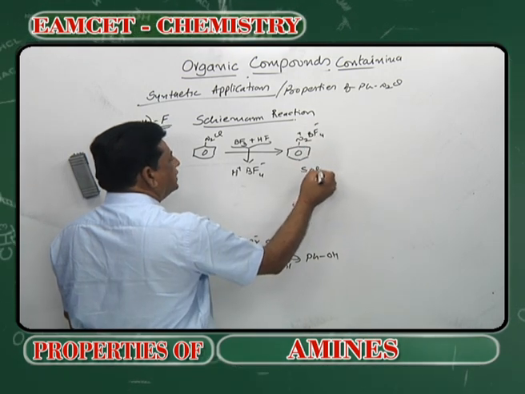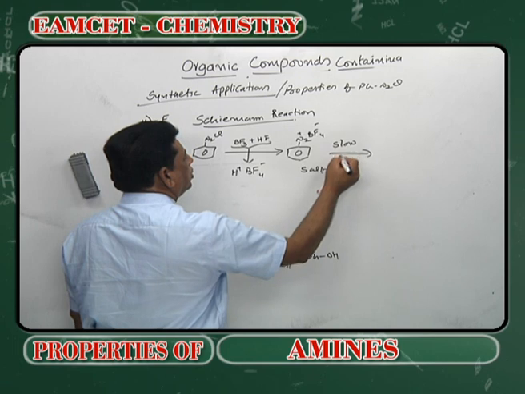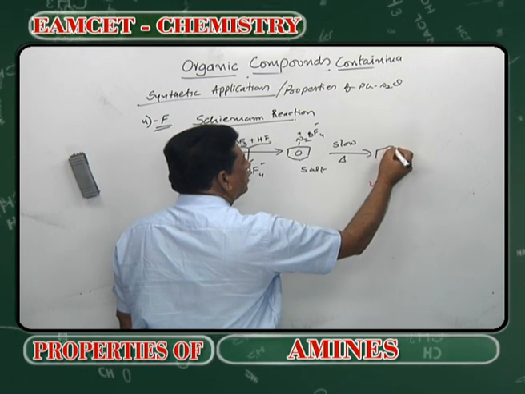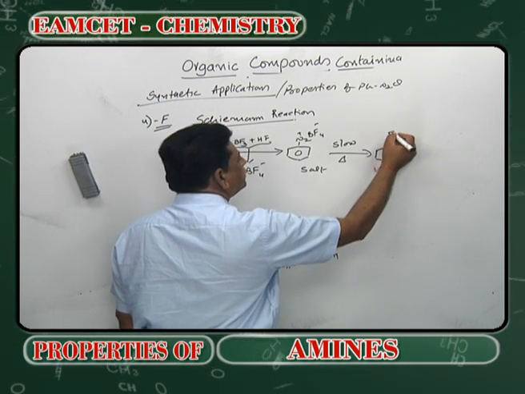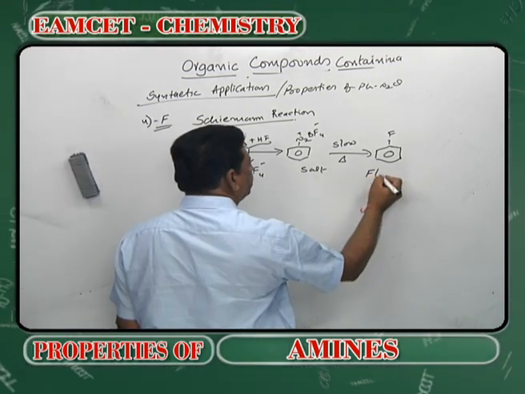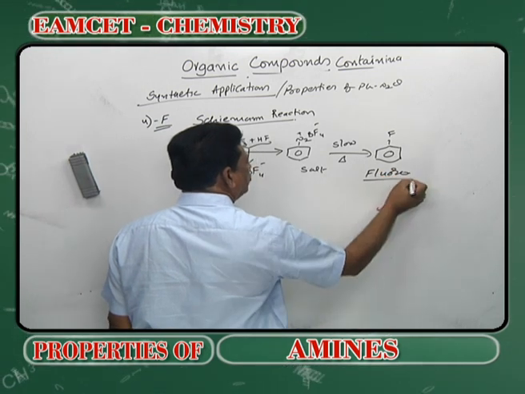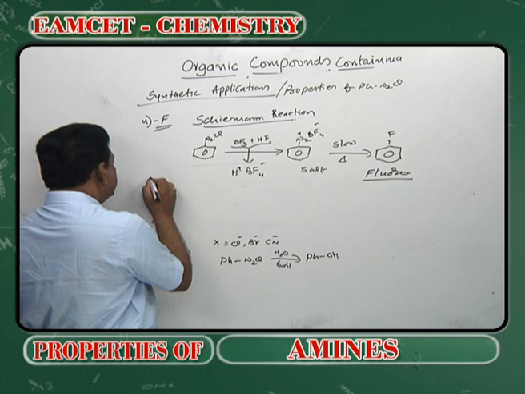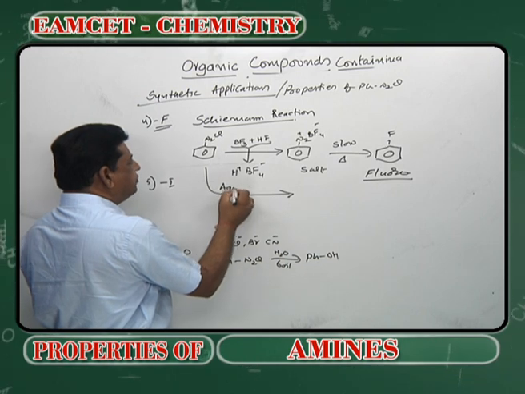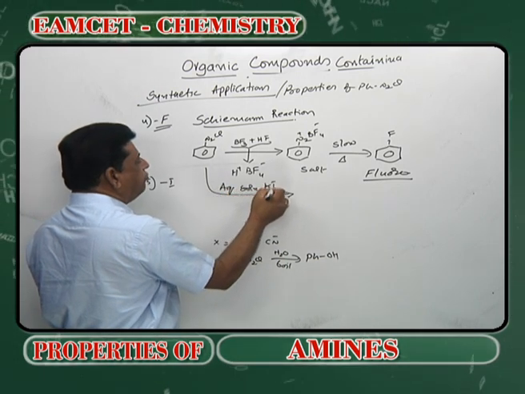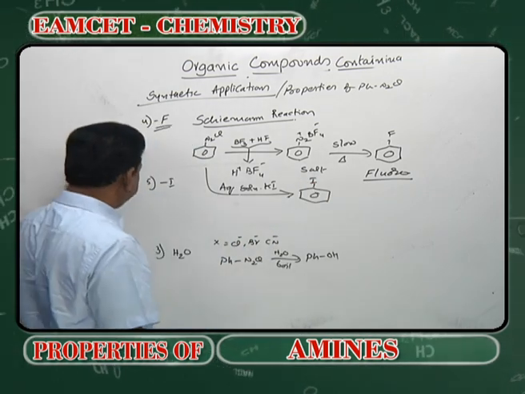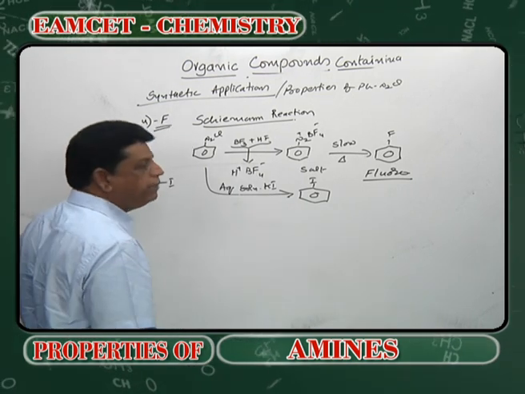This salt is formed. The salt on slow heating decomposes, BF3 will go, N2 will go, fluorine comes. So fluorobenzene: fluorination of benzene is an explosive reaction. However, through this method, you can prepare fluorobenzene. Similarly, iodobenzene can be prepared with an aqueous solution of potassium iodide. If you add it, iodobenzene comes. All these are replacement reactions.